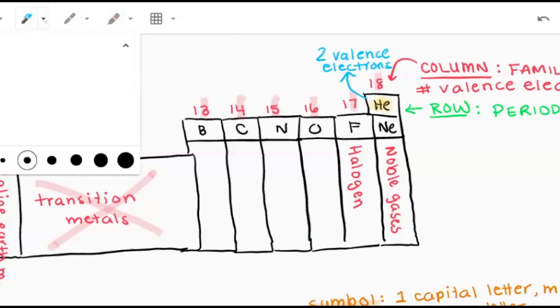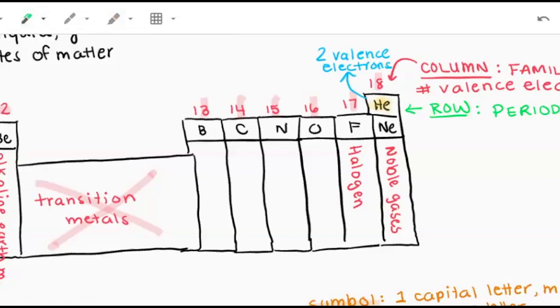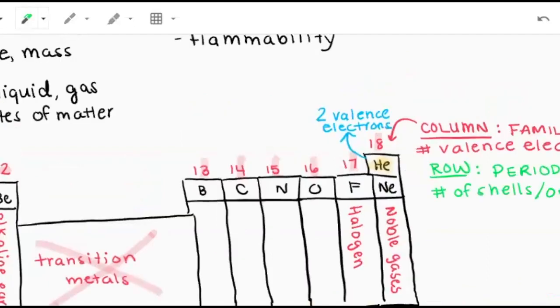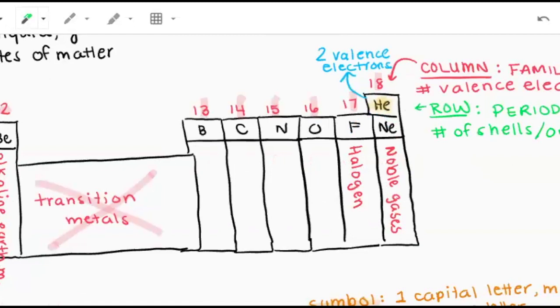The row number or the period number also gives us information about the Bohr-Rutherford diagram. It tells us the number of shells or orbits that the diagram will have. And to read the period number, we just don't want to forget about period 1, where we have helium and hydrogen. And then we just number down.